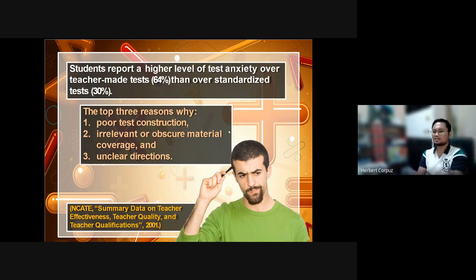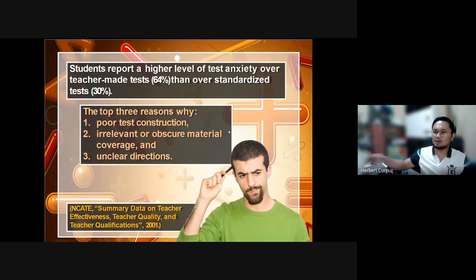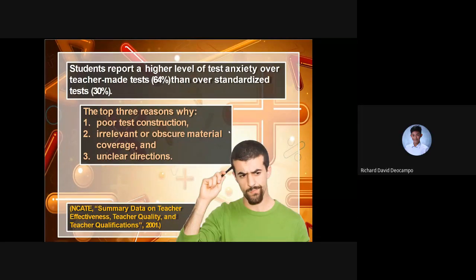Kayo ba, merong experience ng anxiety when you take the test? O si Richard na, pakinggan natin si Richard. Richard, were there times that your level of test anxiety is really very high? Yes, sir. O ano mga subjects yan na meron kang mataas na level of test anxiety? Sir, dati, English, lalo na dun sa creative non-fiction, writing, ganun. O, bakit? Mga grammar, mga writing, sir, kasi mahina dati ako sa grammar.